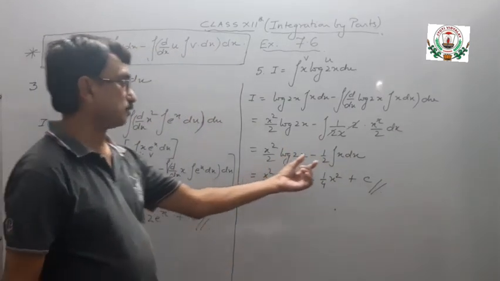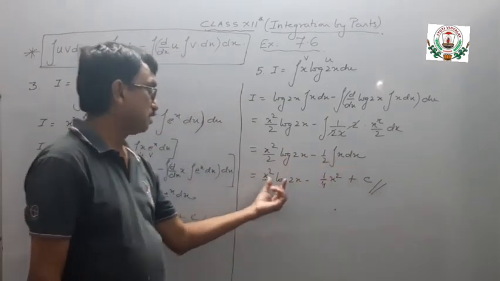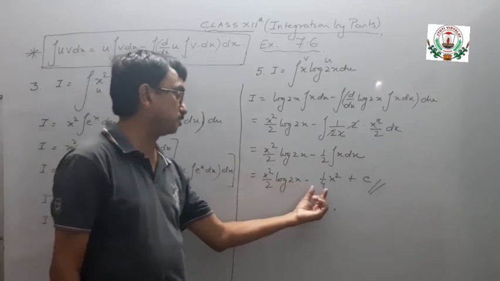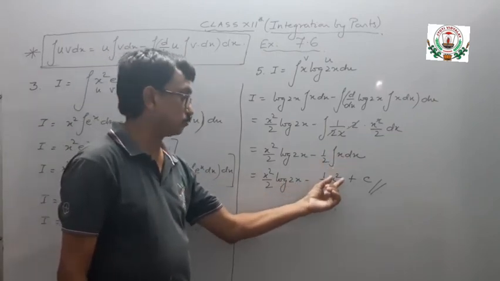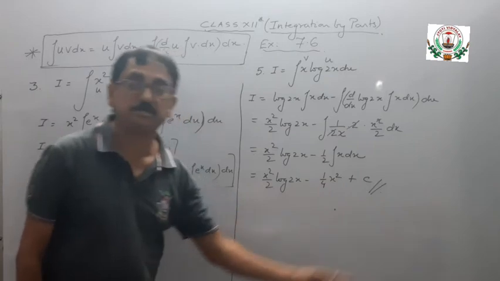In the very next step, again we will integrate with respect to x: x square by 2 log 2x minus x square by 2, so it will become x square by 4 plus integration constant.